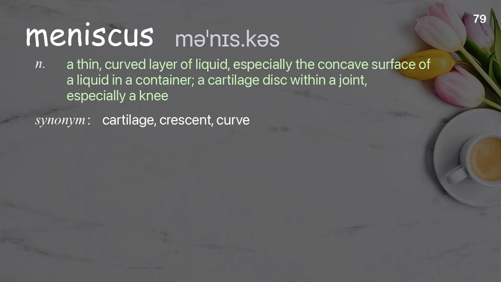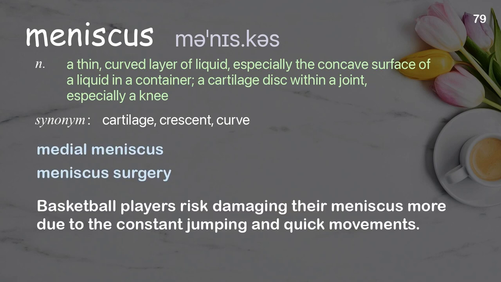Meniscus. A thin, curved layer of liquid, especially the concave surface of a liquid in a container, a cartilage disc within a joint, especially a knee. Examples: medial meniscus. Meniscus surgery. Basketball players risk damaging their meniscus more due to the constant jumping and quick movements.